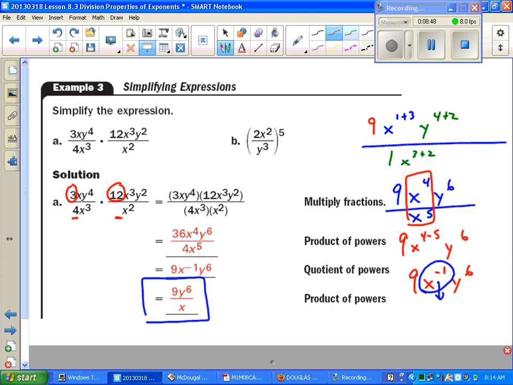On the top, multiply your x to the first power times your x to the third power, that means 1 plus 3, and multiply your y to the fourth power times y to the second power, that means 4 plus 2. At the bottom, do x to the third power plus 2.